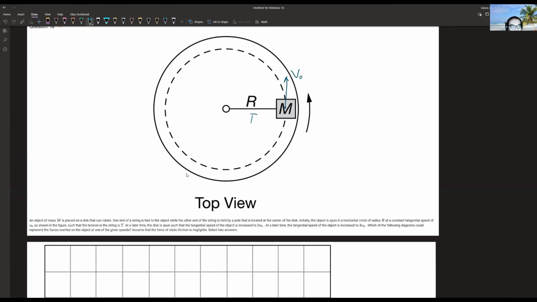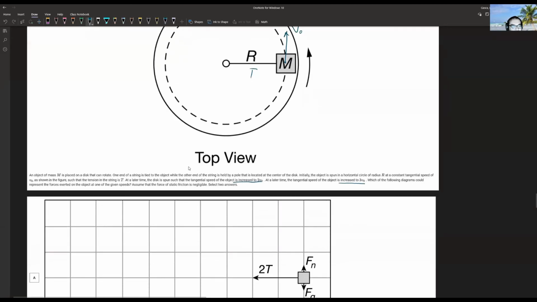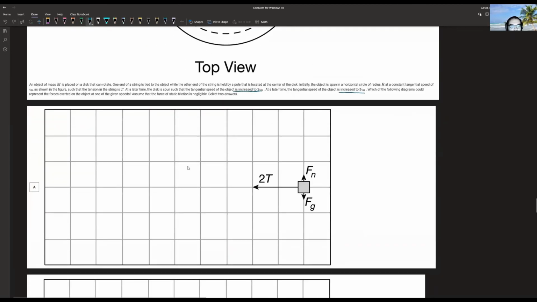At a time later, the disk is spun such that the tangential speed has increased to twice the value. At a time later, the tangential speed is then increased to 3 times its original value. Which of the following diagrams could represent the forces exerted on the object at one of the given speeds? Assume that the force of static friction is negligible. We will select 2 answer choices here.